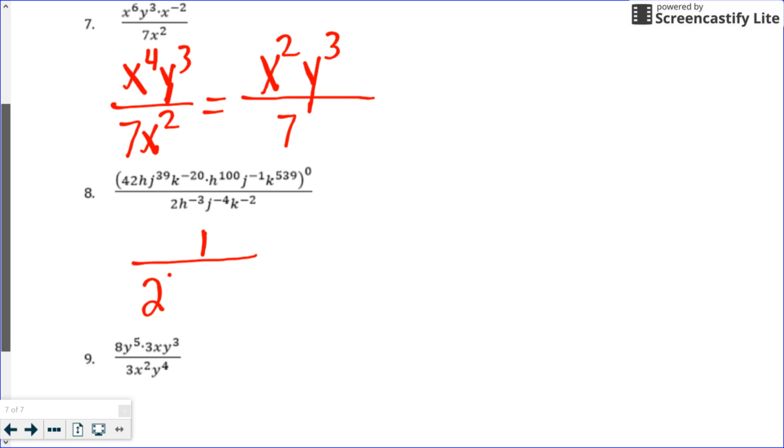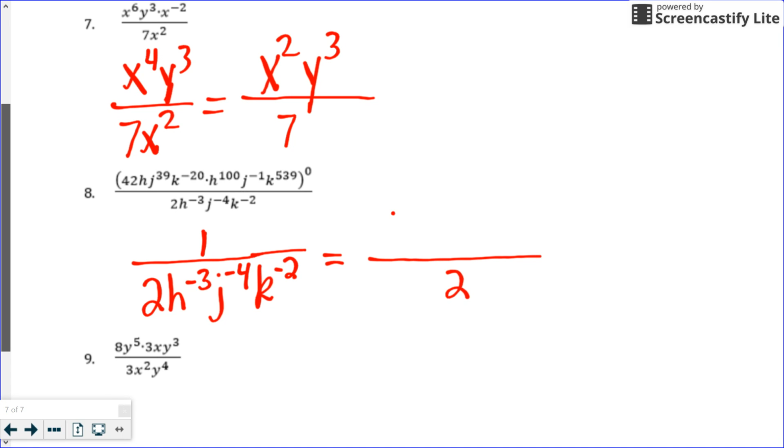So I've got 1 over 2h to the negative 3, j to the negative 4, k to the negative 2. And then we can't leave it like that because it's got these negative exponents here. So we're going to move those exponents and change them to the top. So in the top, 2 is going to stay down on the bottom because it does not have a negative exponent. But h cubed is going to go to the top and become positive. J is going to go to the top and become a positive 4. K is going to go to the top and become a positive 2.